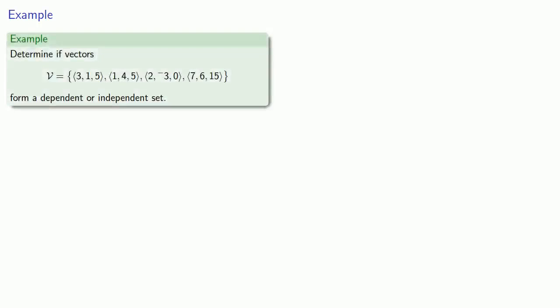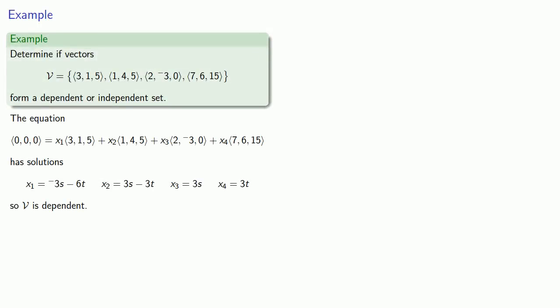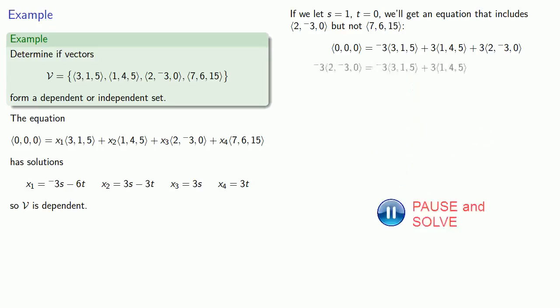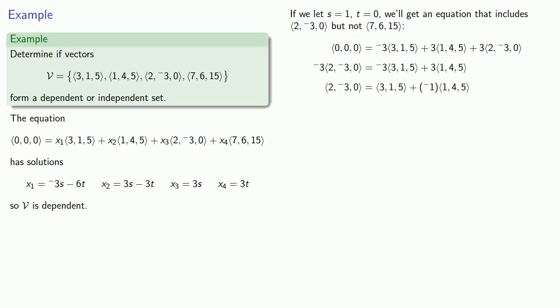Let's see how this might work. So let's go back to this vector space, and we've already determined that the set of vectors is not independent. And in fact, we found our parameterized solutions. Well, what if I let s equal 1 and t equal 0? What this means is we'll get an equation that includes the third vector 2, negative 3, 0, but not the fourth vector 7, 6, 15. And what this means is we can solve this equation for the third vector in terms of the other two vectors. And so we find that 2, negative 3, 0 is equal to 3, 1, 5 plus negative 1 times 1, 4, 5.